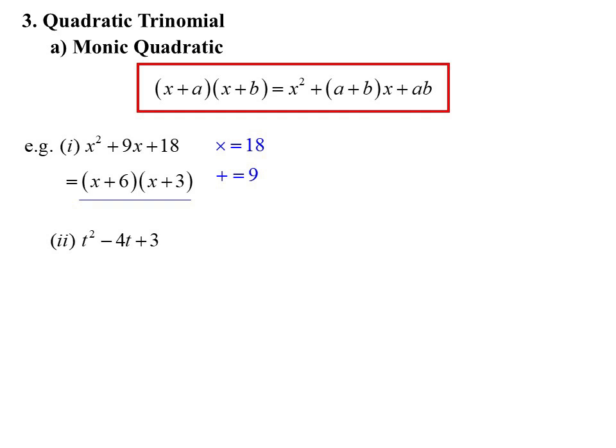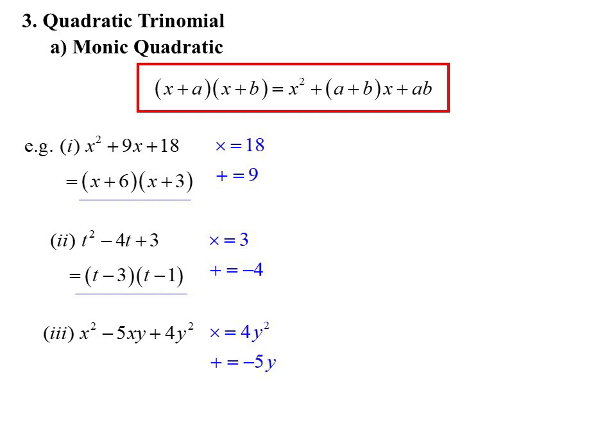This one here, okay, but I notice it adds together to give a negative number. Therefore, I must be dealing with negatives if I'm multiplying to get a positive number. So we get t minus 3, t minus 1. Again, don't worry about the algebra. Look at the coefficients. That's what's important here. Technically, what we're saying is what multiplies together to give 4y squared and what multiplies together to give negative 5y. But again, the algebra is not that important here. It's the numbers. What multiplies together to give 4, adds together to give negative 5. And I just remember, oh, actually they're y's, so it's x minus y, x minus 4y.